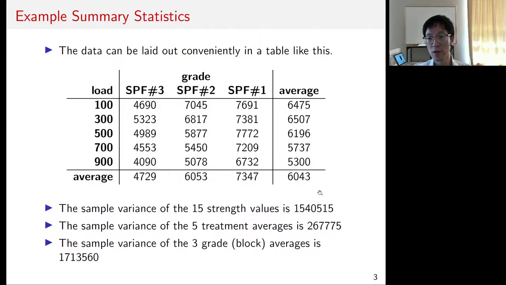And finally over here, 6043 is, in our notation, Y bar dot dot, right? That's the average of all 15 measurements, averaged over all treatment and block combinations. Some other useful summary statistics: we can calculate the sample variance of the 15 strength values, and that number is given here. We can also calculate the sample variance of the treatment averages, as well as the sample variance of the block averages. Those are given here below.